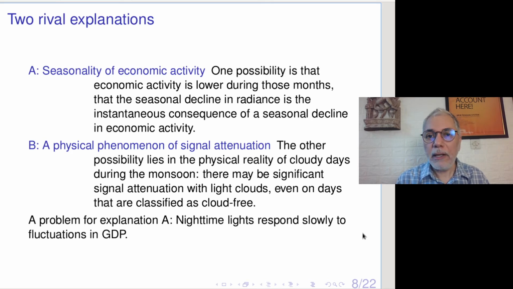Now, straight away from the existing nighttime lights literature, there is a problem for explanation A, which is that nighttime lights do not respond in a short-term way to fluctuations in economic outcomes. For example, when you get an event like the Asian financial crisis, there is no large adverse impact on nighttime lights immediately. The nighttime lights are street lights and lighting of commercial structures, and these things don't respond immediately. So even if there was a seasonal effect, it would be hard to generate a 20%, 30% decline in July.